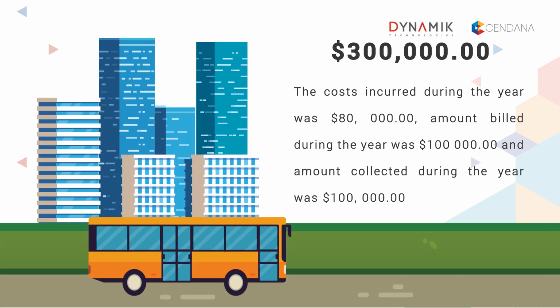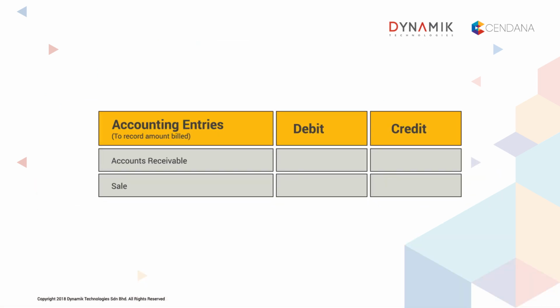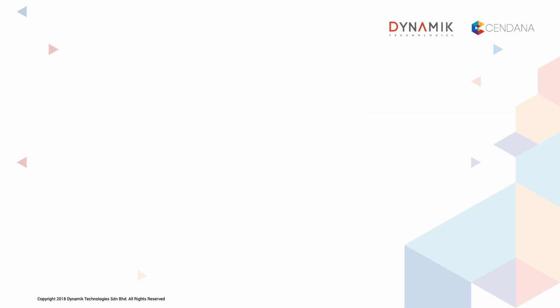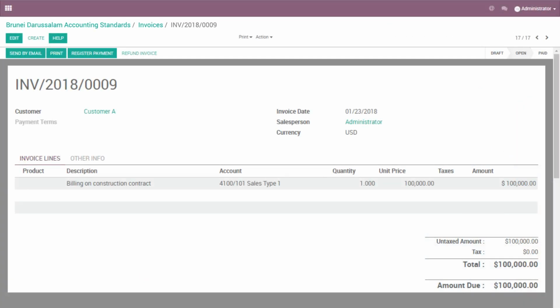Therefore, the accounting entries are divided into two. The first records when the amount was billed, which is debit the accounts receivable with the amount of $100,000 and credit sales with the same amount. The second entry records the amount collected, which is debit the cash for $100,000 and credit the accounts receivable with the same amount. This transaction is a customer invoice entry. The representation of the customer invoice transaction will look like this in Accounting Plus. Do note the invoice ID for future reference.